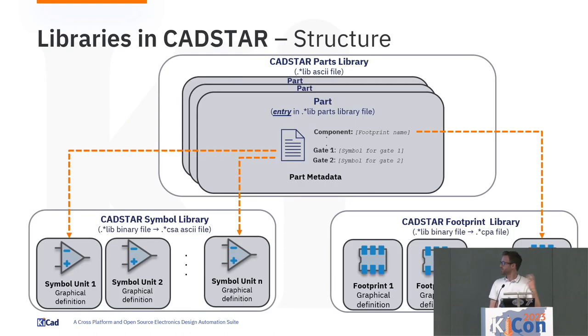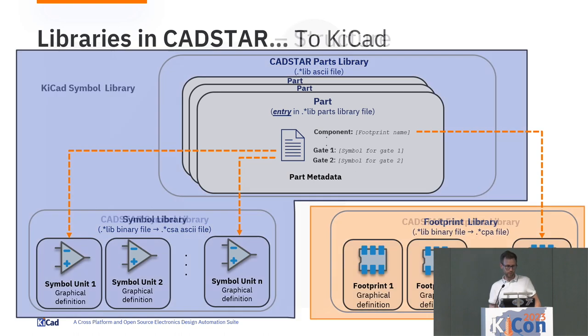For CADstar, to give a different example of a non-KiCad library, this slide's a bit complicated, but essentially there are three types of files. We have files that define the symbols, a file that defines footprints, and then another one that's a parts file that joins the two together, in a way similar to the talk this morning from John describing the database libraries, where you have a separate entity that defines the metadata for your part. So to import CADstar libraries, it's a little more complicated because we have three files, where we only have two items in KiCad to map them to. What we do is group the parts library and the symbol library together, and import that as a KiCad symbol library, and then the footprint library we can use directly as it is.